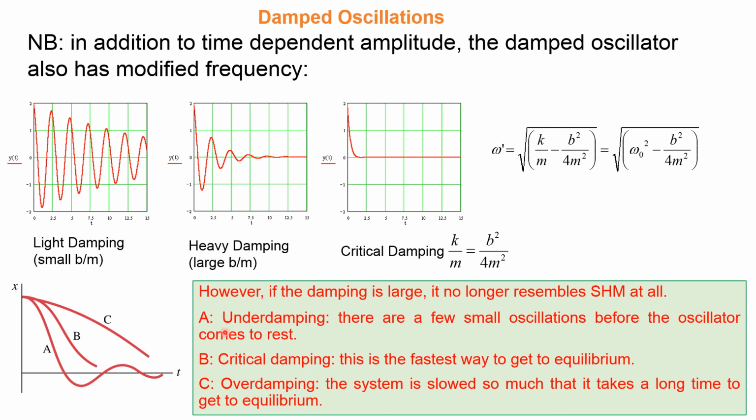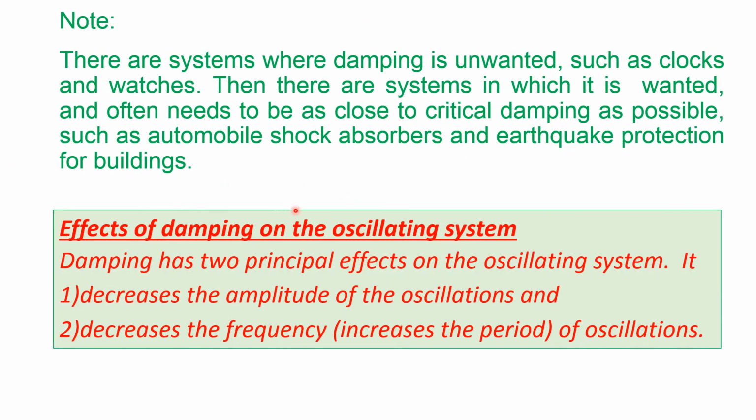Then for light damping, which is actually called under damping, there are a few small oscillations before the system comes to rest. Then for heavy damping, or over damping, the system is slowed so much that it takes a long time to reach equilibrium. Then critical damping is a very fast way to get to equilibrium. This is the fastest way to get to the equilibrium position. And damping has an effect on an oscillating system.